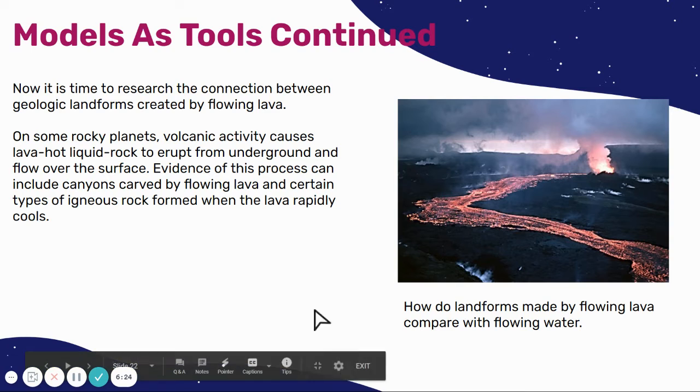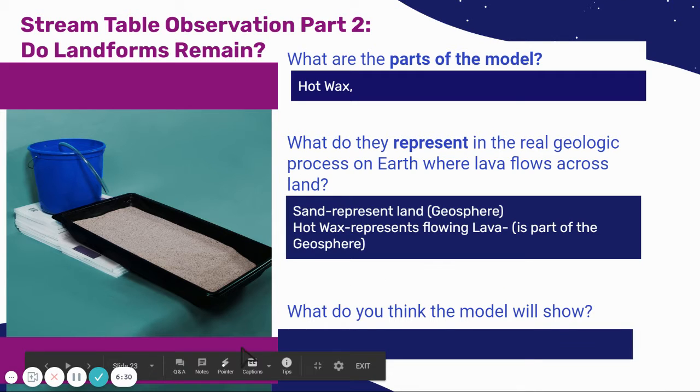So our question is, how do landforms made by flowing lava compare with flowing water? We're going to have a similar modeling tool today, with all the same parts. The only difference is instead of water, we're going to use hot wax, and the hot wax will represent lava. So when we're looking at the geologic processes, the sand will still represent the land, which is the geosphere, and the hot wax represents flowing lava.